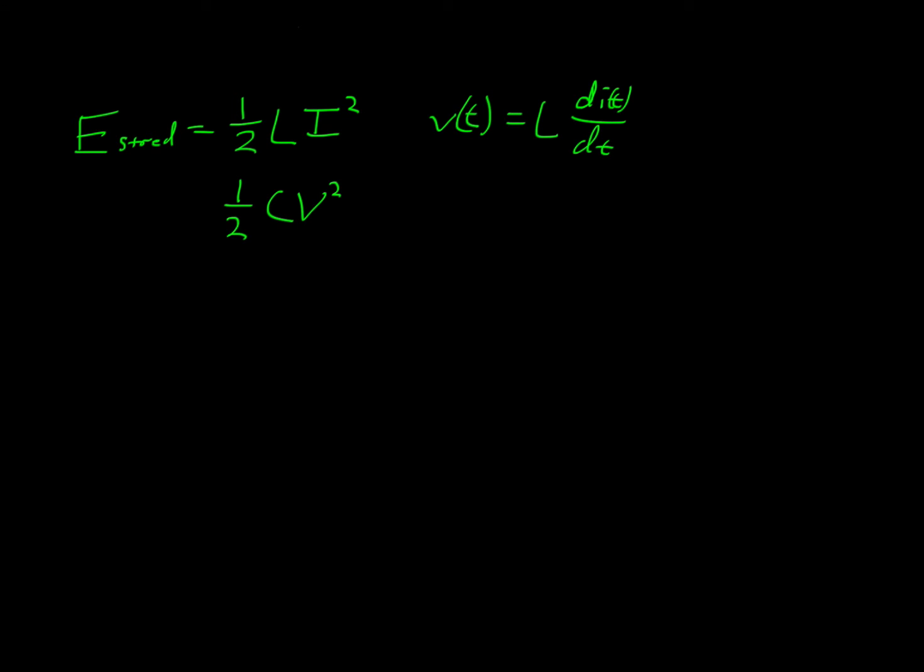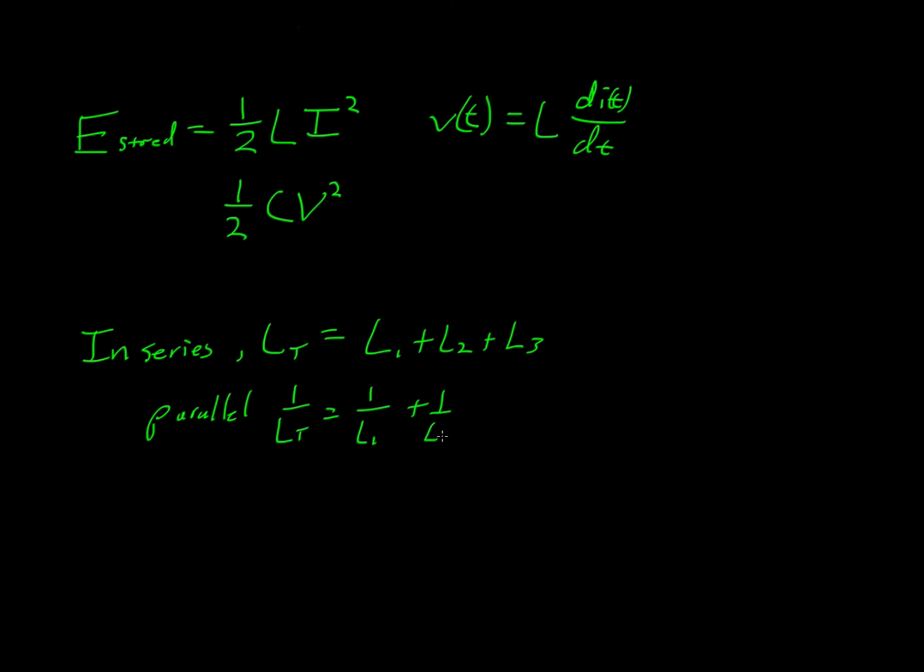Now, how do inductors act in series and in parallel? Well, they act just like resistors. All right, so in series, L total equals L1 plus L2 plus L3. And in parallel, 1 over L total equals 1 over L1 plus 1 over L2 plus 1 over L3, all the way to 1 over Ln.